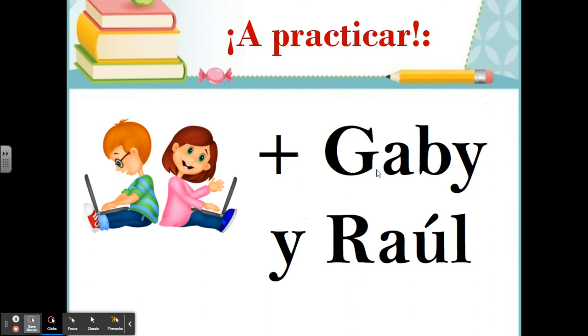Okay, now we have Gabi y Raúl. I have to say this picture, Gabi freaks me out. Her eyes are scary. Anyways, Gabi and Raul are using the computer. We should know use the computer as usar la computadora. You have usar. You drop that AR.